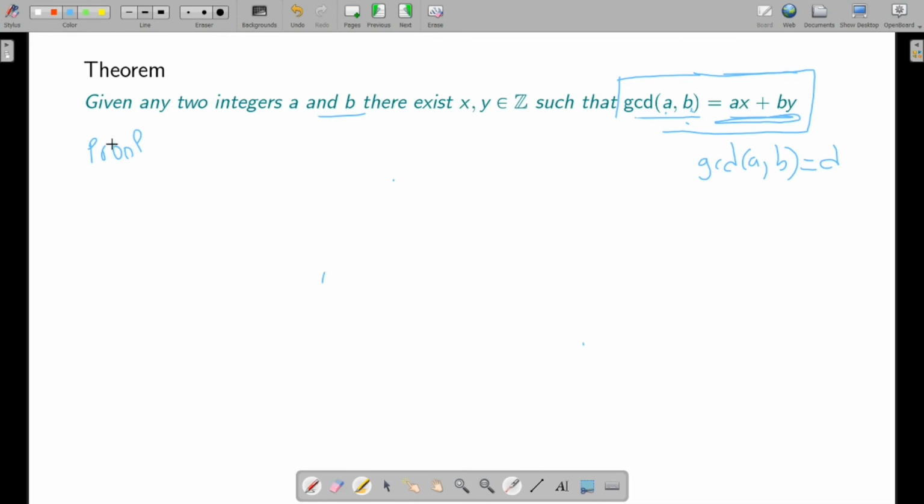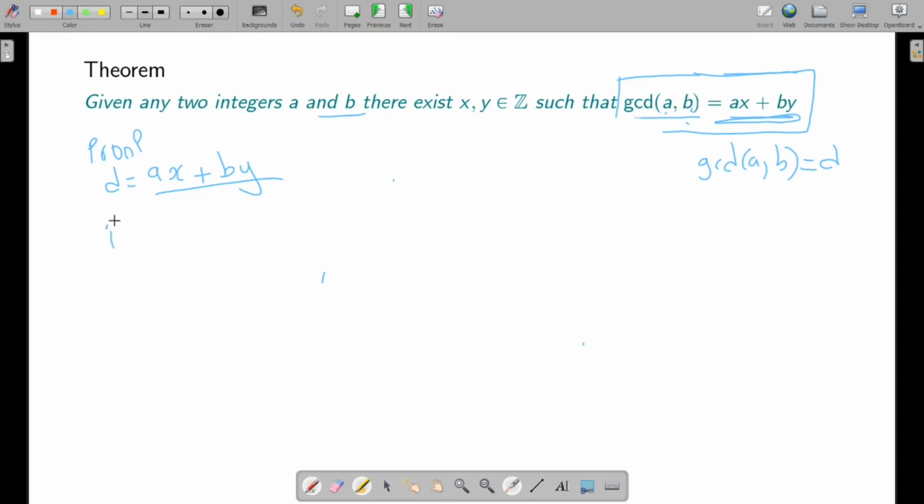So this has a least element. Say the least element is AX plus BY. Yes, so I want to prove that this is the GCD of A and B. To prove that, I need to prove that AX plus BY divides A and AX plus BY divides B. So let's call this here D. What are the things I need to prove?